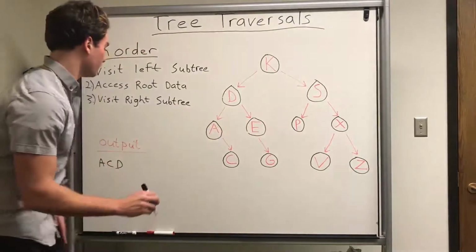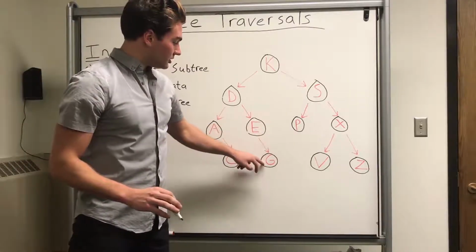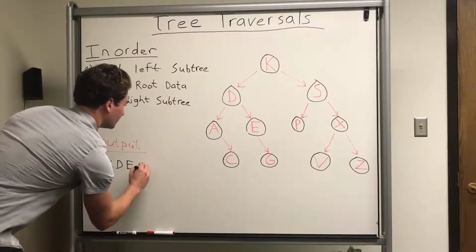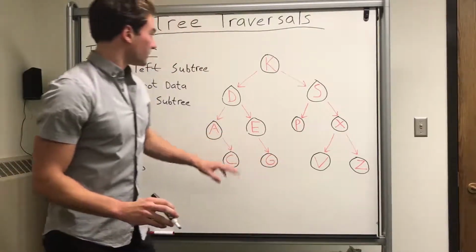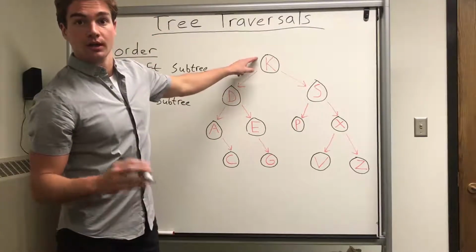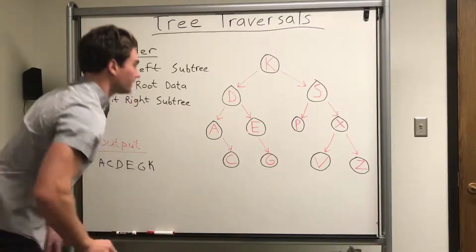Now we can finally print the root, E. Now we visit the right subtree, G. Visit the left, null, can print the root, G. Visit the right, null, super. Now we've finally visited this left subtree for node K, which was the root. So now we can finally access that by printing it.